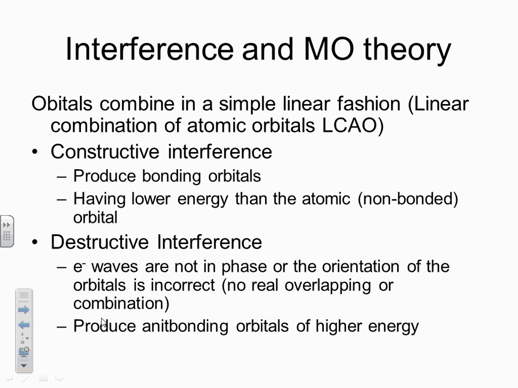So you have bonding orbitals and anti-bonding orbitals. Bonding orbitals have low energy. This is what the universe likes. Constructive interference gives bonding orbitals, while anti-bonding orbitals are of higher energy. So you might have a 1s bonding orbital, and then you might have a 1s anti-bonding orbital, where you have electrons in phase and out of phase.